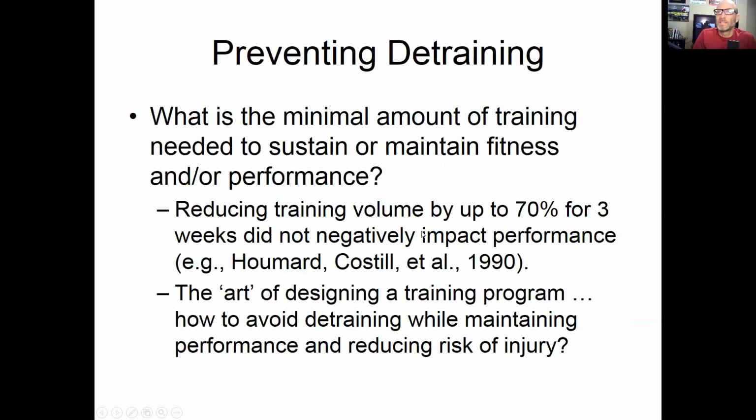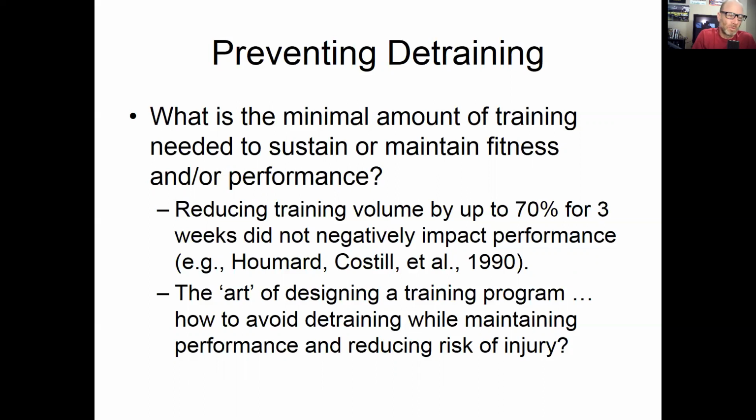Okay, how do you prevent detraining? What's the minimum amount of training needed to sustain or maintain fitness and or performance? This is a good question, because if you can identify the minimum training to sustain fitness, you may be able to prolong your endurance career. So reducing training volume by up to 70% for 3 weeks did not negatively influence performance. Wow, 70% for 3 weeks. That's a long period of time, and that's a lot of reduction in training volume.